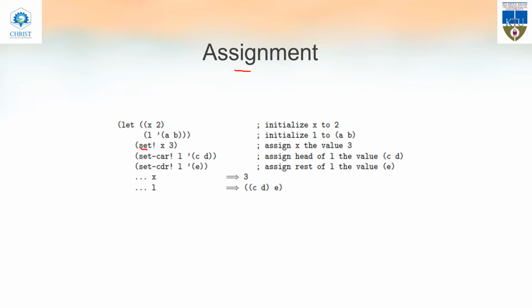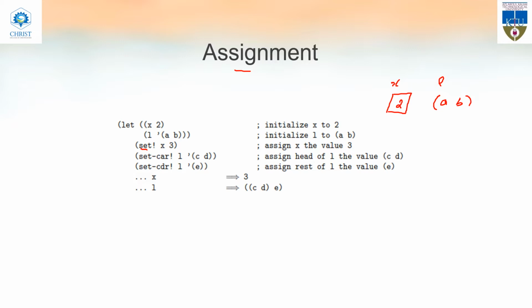Here we can see let x 2. That means initially the value of x is 2. And here I have written L, then a single quote, then A B in brackets. Since there is a single quote and A and B are in brackets, L is actually a list, and the list will contain two values. The first one is A and the second one is B.